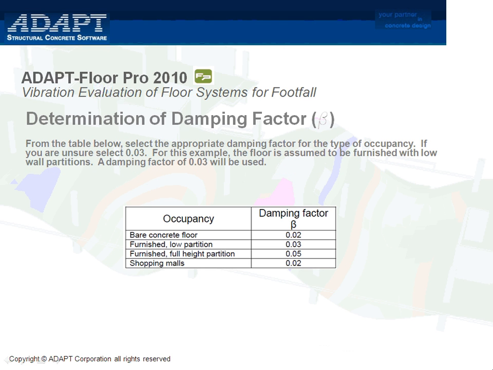The third step is to determine the damping factor beta. So from the table shown on the slide, we're going to select the occupancy and the damping factor. If you're unsure of the factor, use a value of 0.03. For this example, we're assuming that the floor is furnished with low partition walls. This results in a damping factor of 0.03.